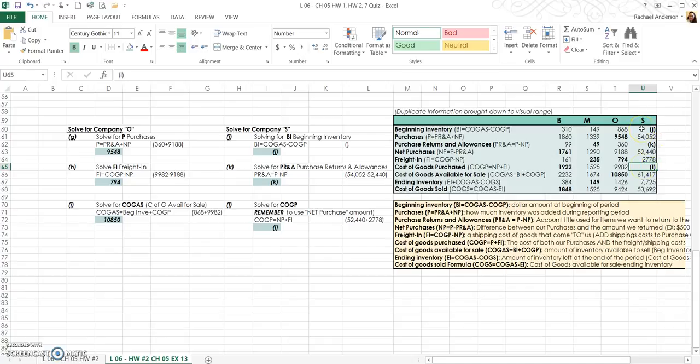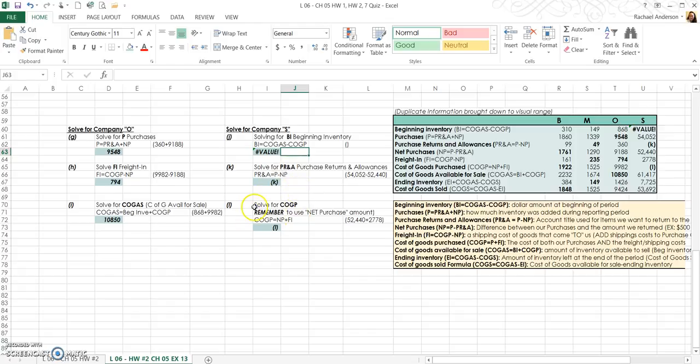So again, in order to find the beginning balance, we're going to take our cost of goods available for sale, which is $61,417. And then we're going to subtract our cost of goods purchased, which at this point is an unknown value, but it will populate out. And if you'll notice over here, this shows that there's a value. Now that will fill in just a moment.